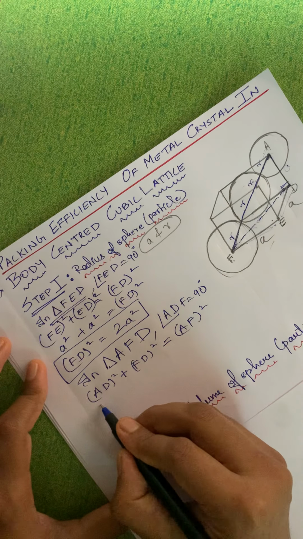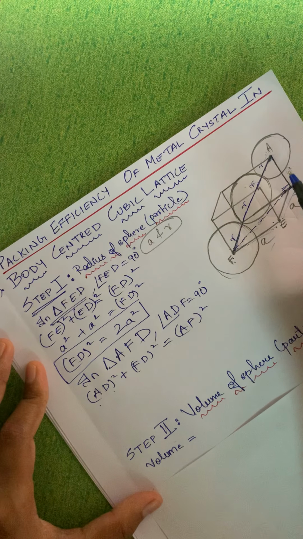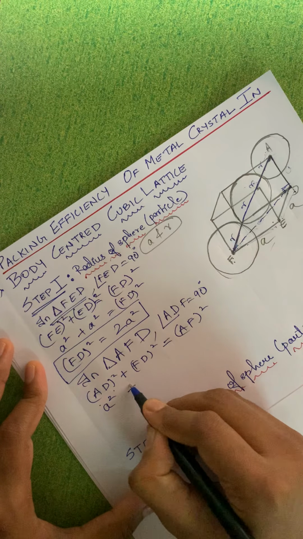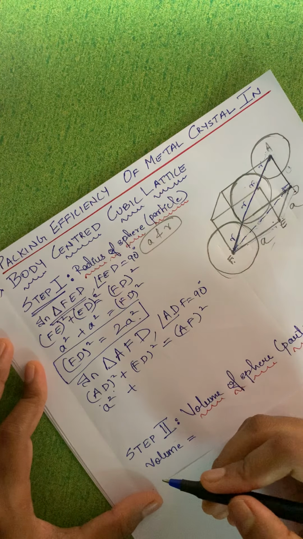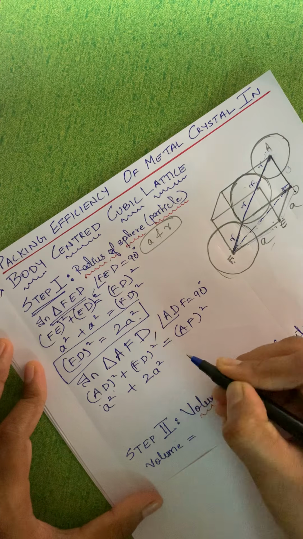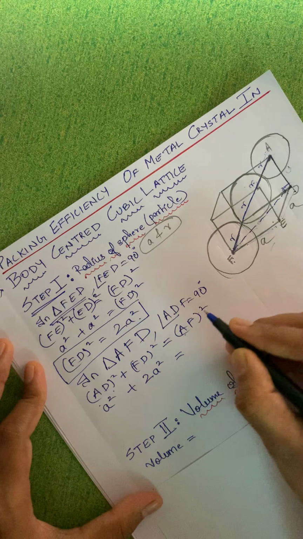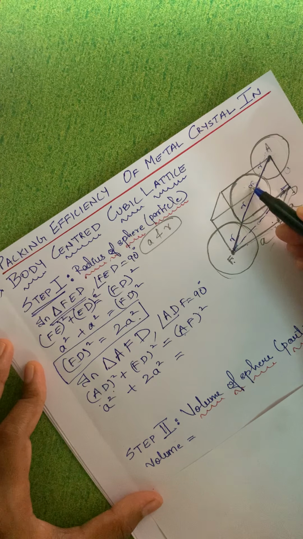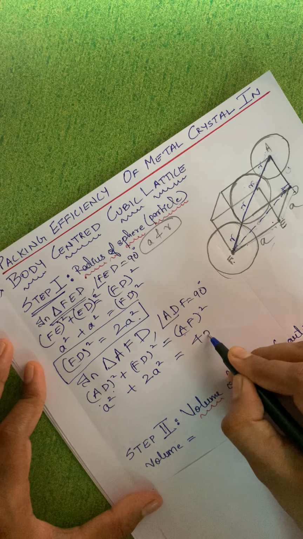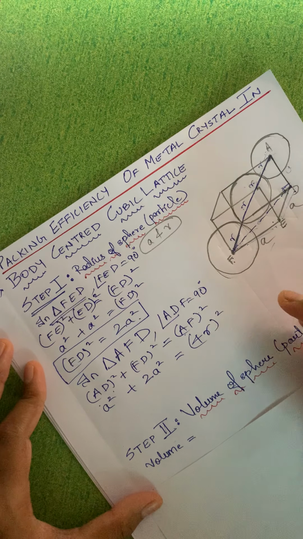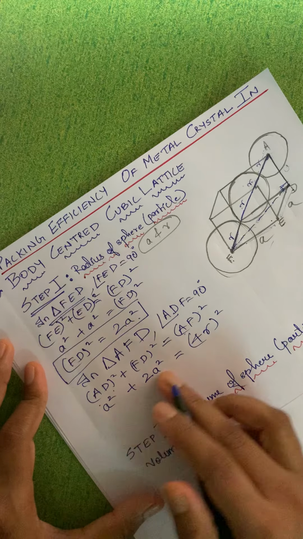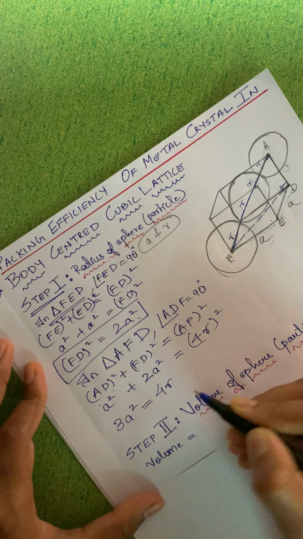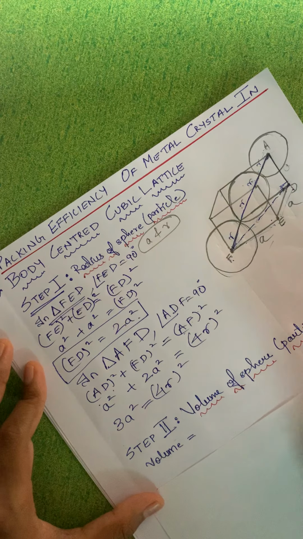Now AD square, what is AD square? AD square is nothing but a, the edge length, its square, plus FD square, I will get it from the above equation. So that is nothing but 2a square. That is equal to AF square. Now what is AF square? We know by the figure it is nothing but total 1, 2, 3, 4. So it is equal to 4r the whole square, you can say from the figure. So I just have to solve this. So 3a square is equal to 4r the whole square.